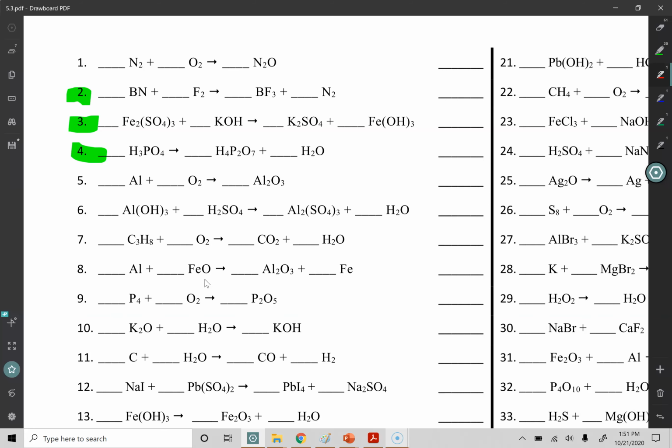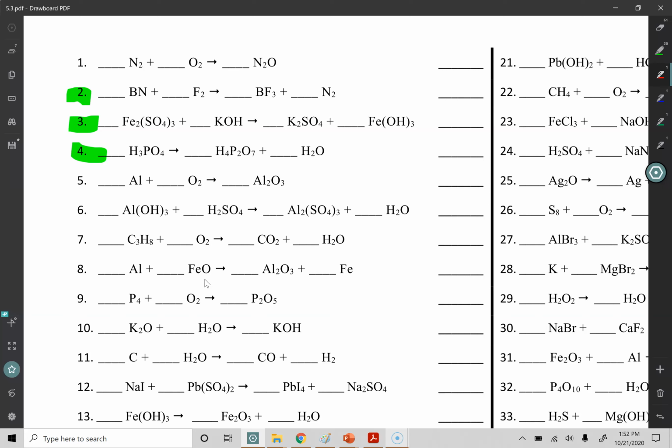If you think you've got it, feel free to pause the video, work these out on your own, and then check in. Or if you're feeling a little shaky, no problem. Let's start walking through them together. So we'll start with question number 2. I've got boron mononitride and fluorine on the reactant side, boron trifluoride and nitrogen on the product side.